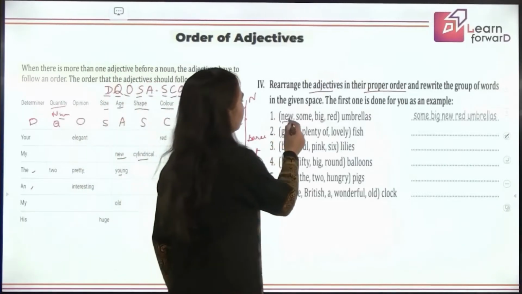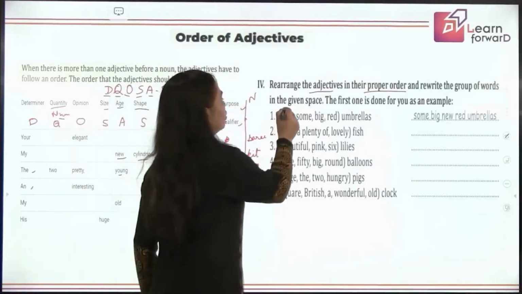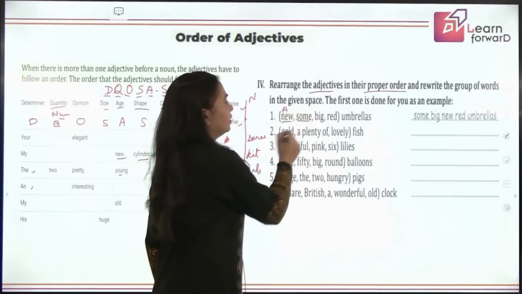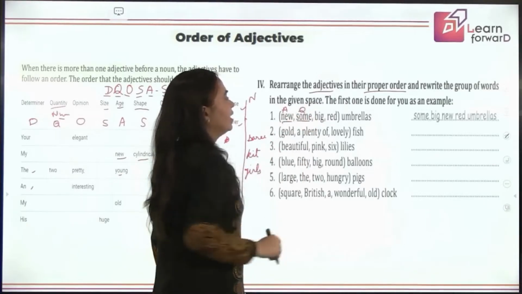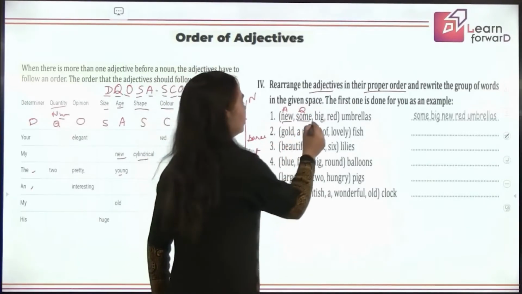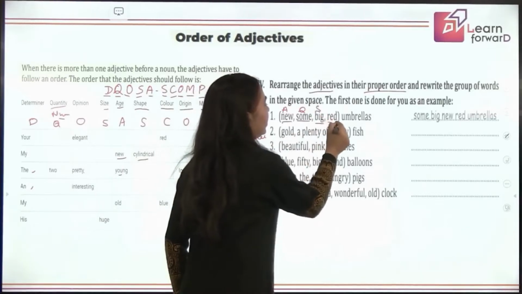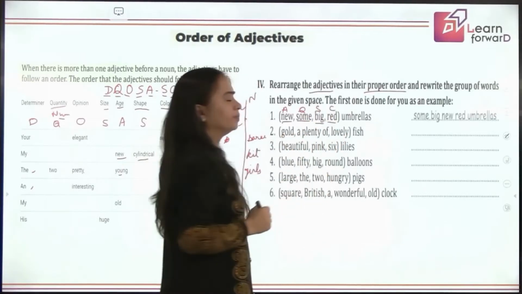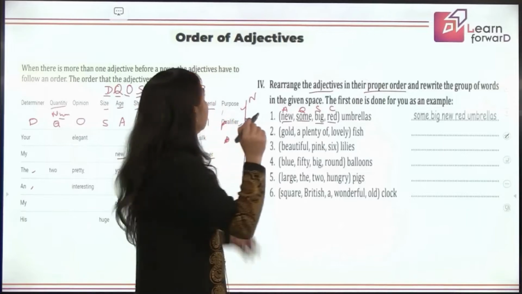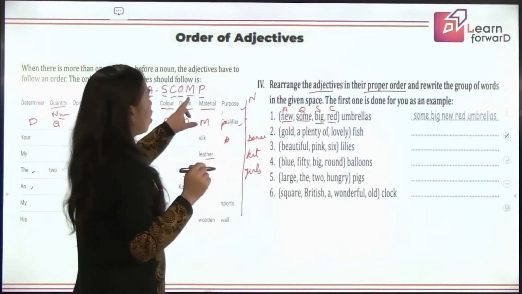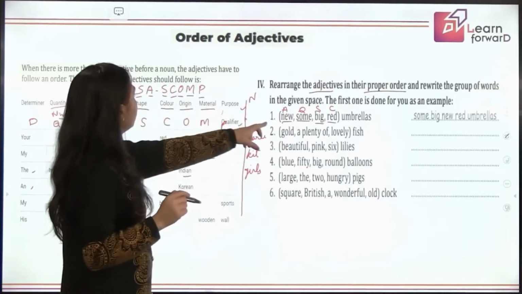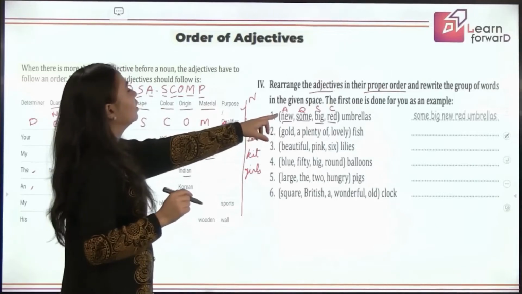See, new, what does that show? It shows age. Some, that shows your quantity. Big, that shows you the size. And red shows you the color. Right? Now, going with dicosa scomp, which is the first one you will be using out of them? Quantity.